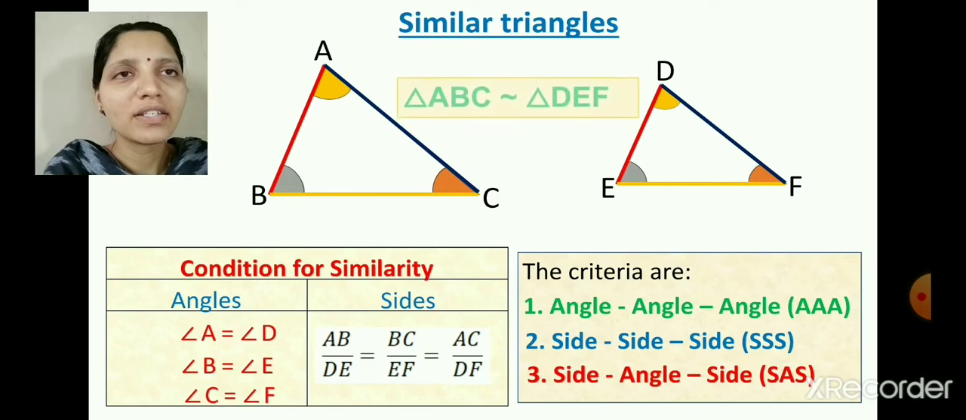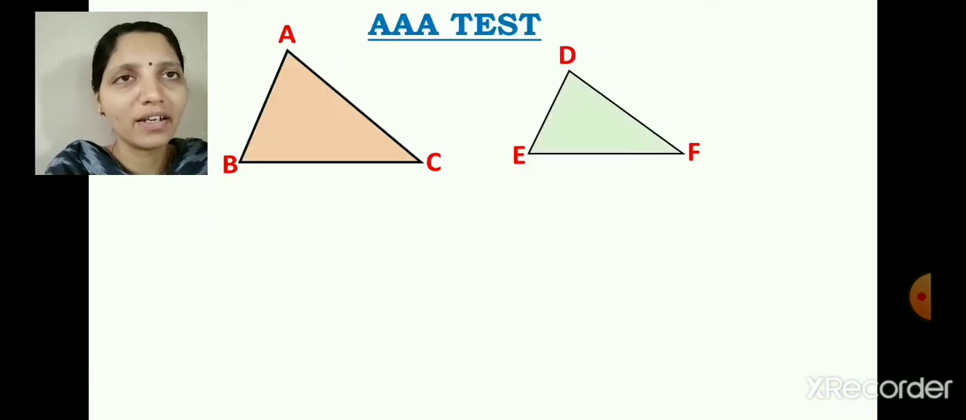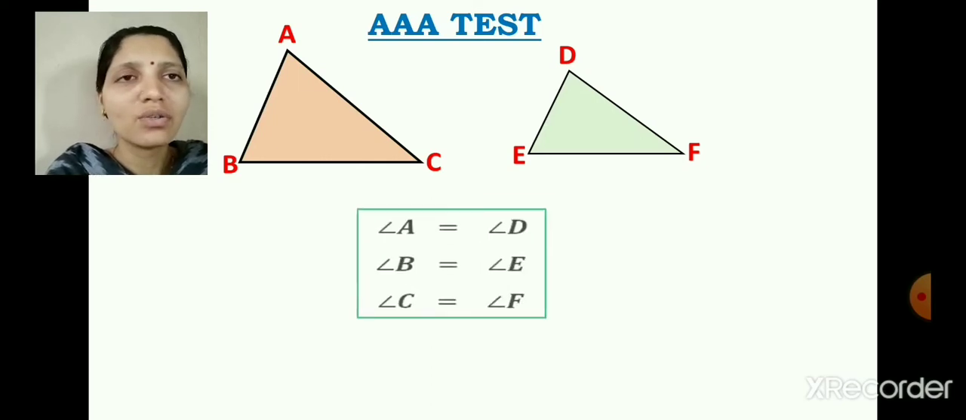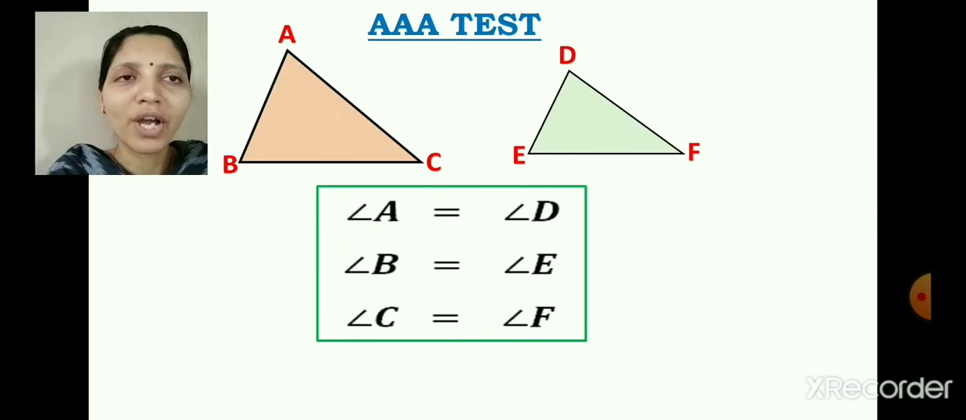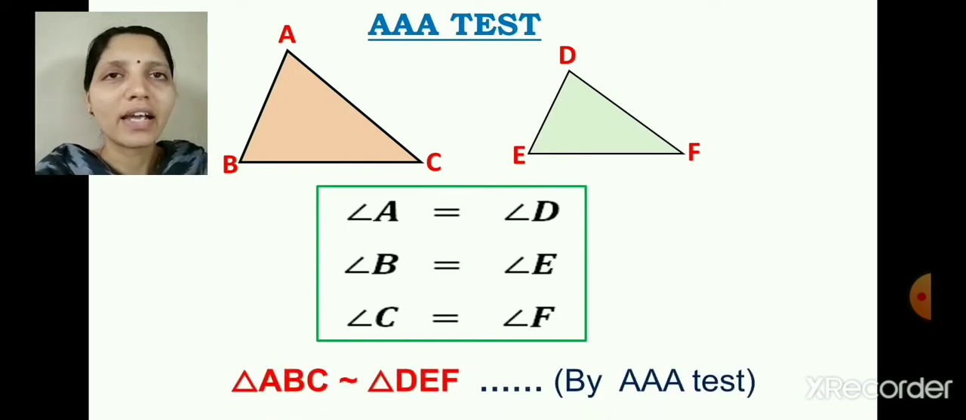Now let's see the angle test. Here we have considered triangle ABC and triangle DEF. Then what will be the meaning of angle test? It means we have to show that the three corresponding angles of these two triangles are congruent. So let's write angle A is equal to angle D, angle B is equal to angle E, and angle C is equal to angle F. Then we can say that triangle ABC is similar to triangle DEF. By which test? Yes, by AAA test. Is that clear to all of you?